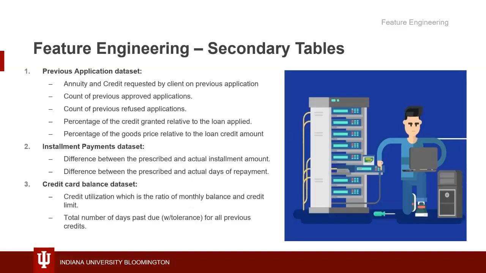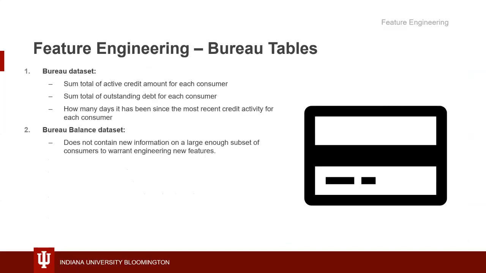Then coming to the secondary tables, which have information related to the previous applications or the payments and credit card balances data, we aggregate the data at the current ID level, and we take the counts of applications from previous data sets, the payment from the installment payments, and credit utilization from the credit card balance data set. Over to Mark.